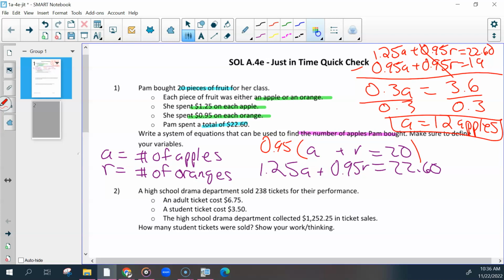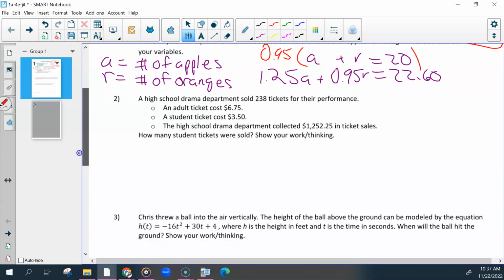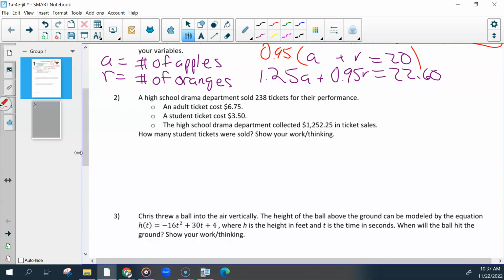The second problem is going to be set up very similarly to this one. So in number 2, important information, the 238 tickets, adult ticket cost $6.75, student ticket cost $3.50. They collected $1,252.25 in ticket sales. We are looking for how many student tickets were sold. So your variables, call them whatever you want. Let's say I call them S and A for number of student tickets and number of adult tickets.